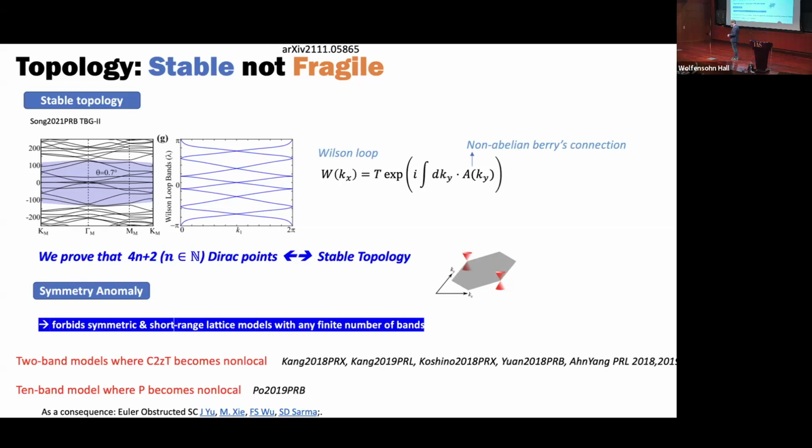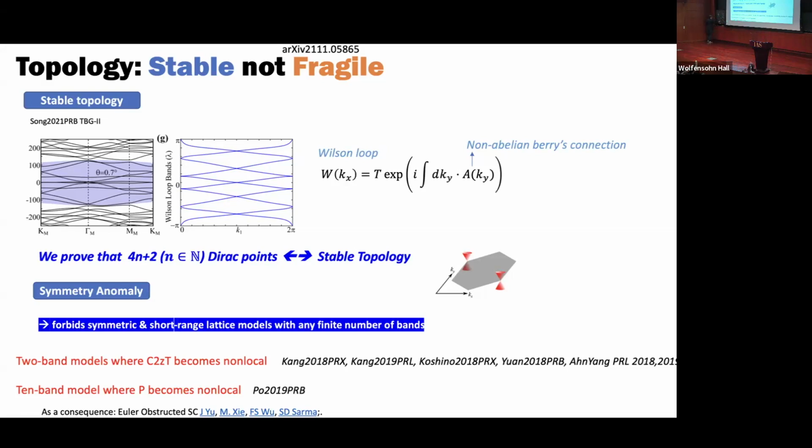And actually, this topology can be related to the following statement. The statement is that in any energy window plus or minus E in the Bistritzer-MacDonald model, you are going to find 4n plus 2 Dirac nodes. Not 4n, but 4n plus 2. And this 2 is just the 2 Dirac nodes of the original graphene.